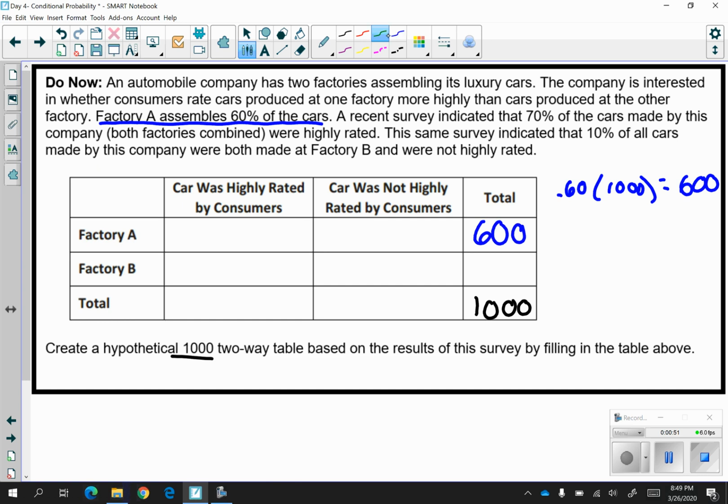The next piece of information tells you that 70% of the cars made by this company, both factories combined, were highly rated. So 70% of the 1,000 cars is 700. And we're going to put that in the highly rated total section.